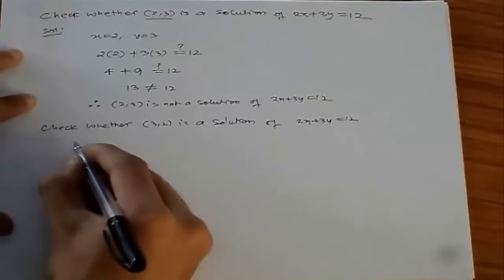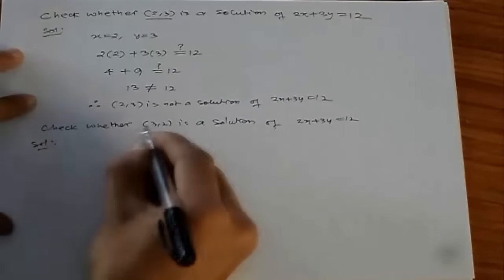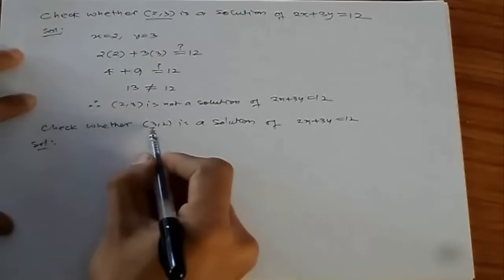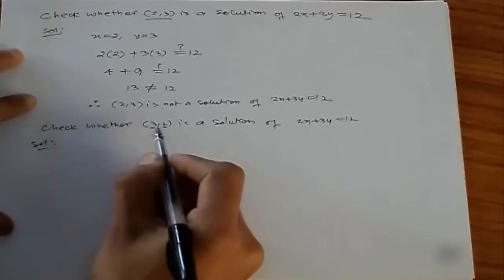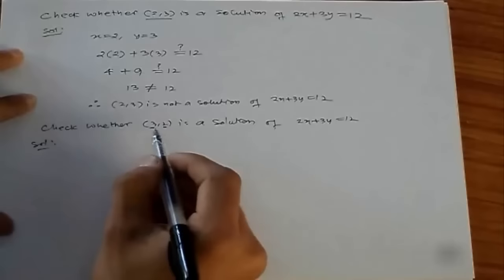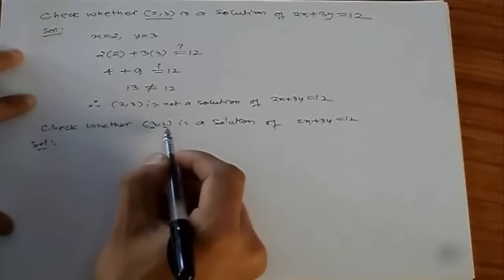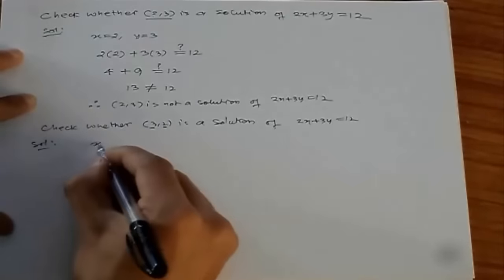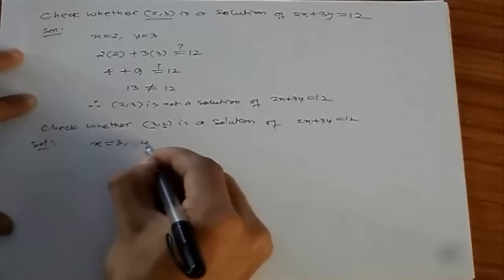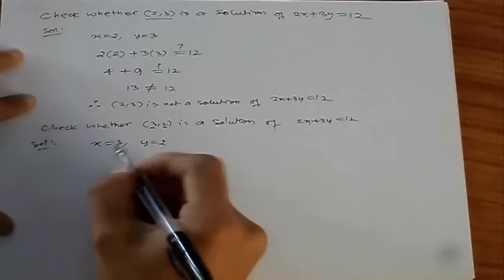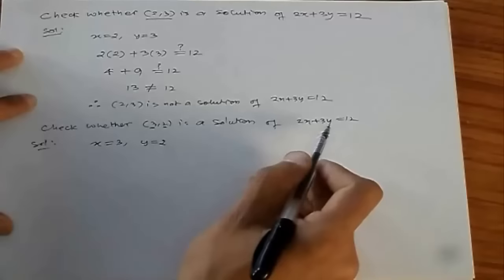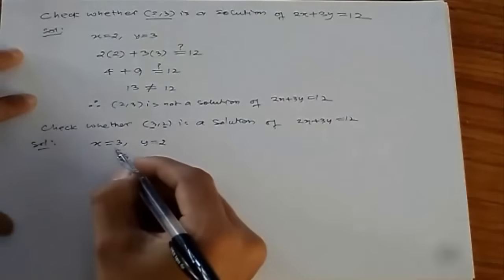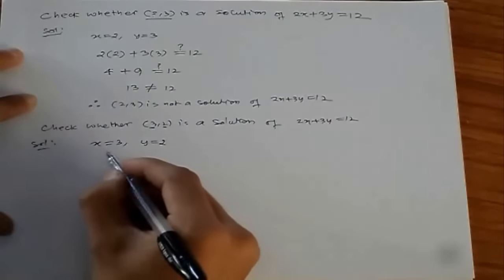Okay, now what we're going to do, we are going to take x equal, the first value is the x value and the second value is the y value. Always you have to keep in mind, the first is x value, second is y value. So here x value is taken as 3, y value is taken as 2. Now we are going to simultaneously substitute in this equation, to see whether the left hand side and right hand side become equal or not.